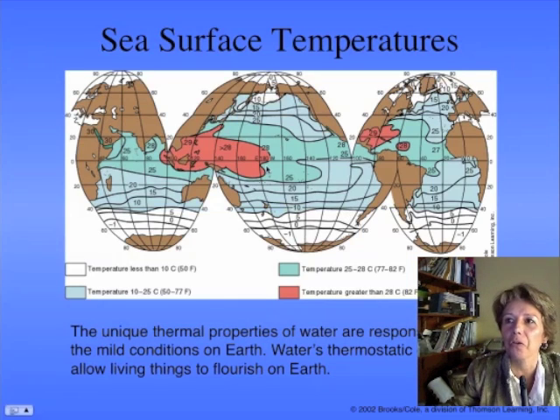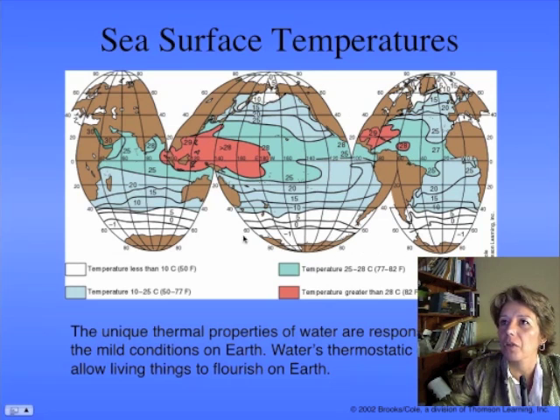And here's your old-fashioned view of sea surface temperatures. This warmer water around the tropics, colder water in the poles.